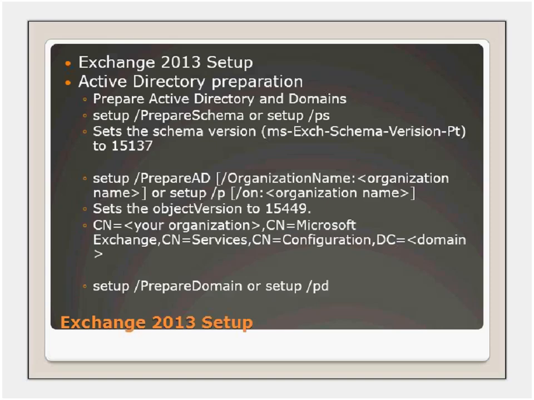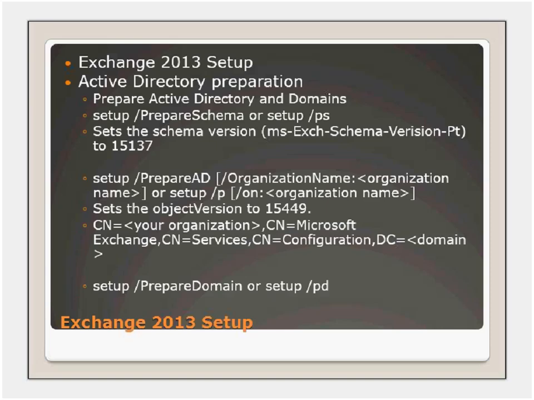The very first thing is preparing the Active Directory domain or the Active Directory itself. The very first thing you do on any Exchange installation, you make sure that your schema is prepared for this version. So you can do a command that is setup /PrepareSchema or setup /ps. This is exactly the same as in the older times, so this is not something new. And the other thing is, it's going to set a schema version that is 15137.